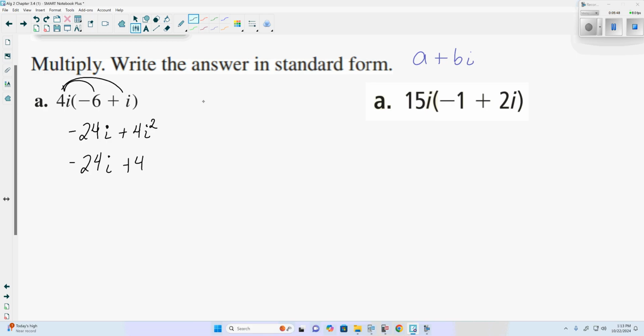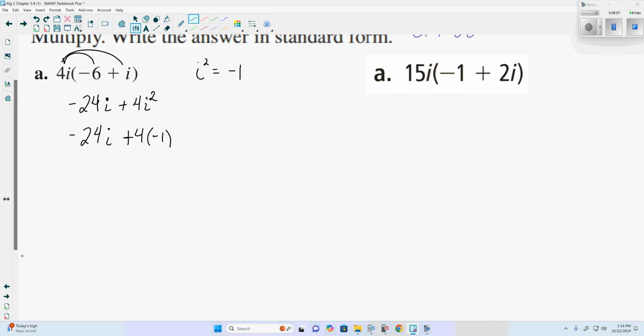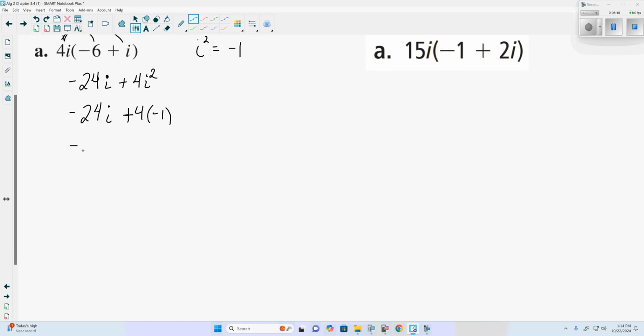Because i squared is -1. So we have to replace i squared. We have to simplify that power. So i squared is -1, so I can replace that i squared with -1. Well, 4 times -1 is -4.